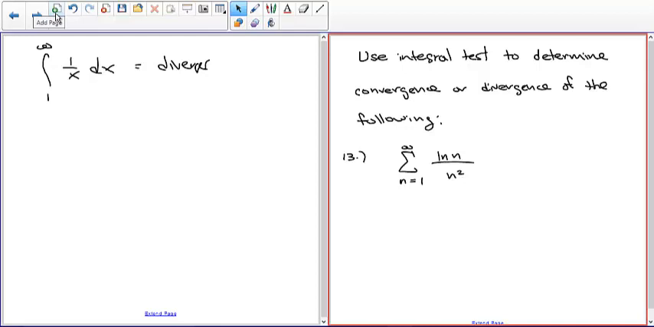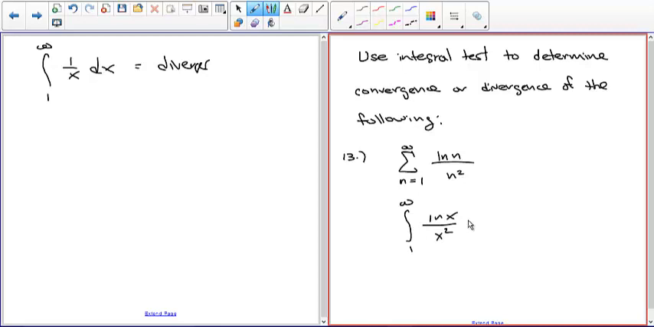So let's use the integral test to determine the convergence or divergence of the following. What we would do is replace this series with the integral from 1 to infinity of the natural log of x divided by x squared dx. And then we'll evaluate that integral, and if it diverges, then the series diverges. If it converges, then the series converges.